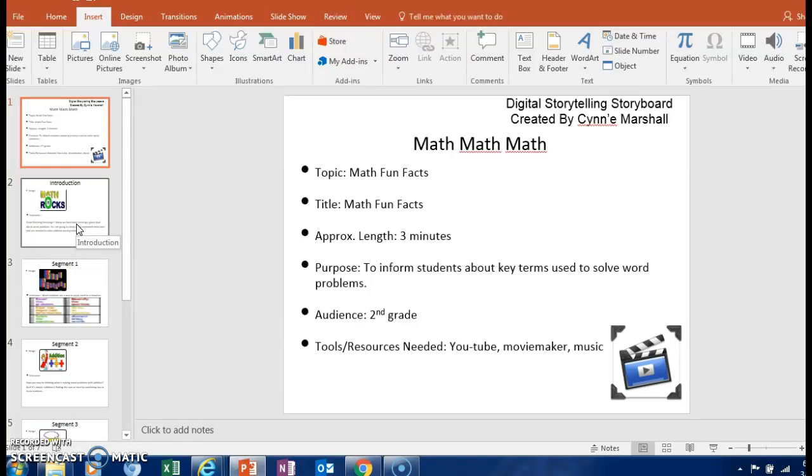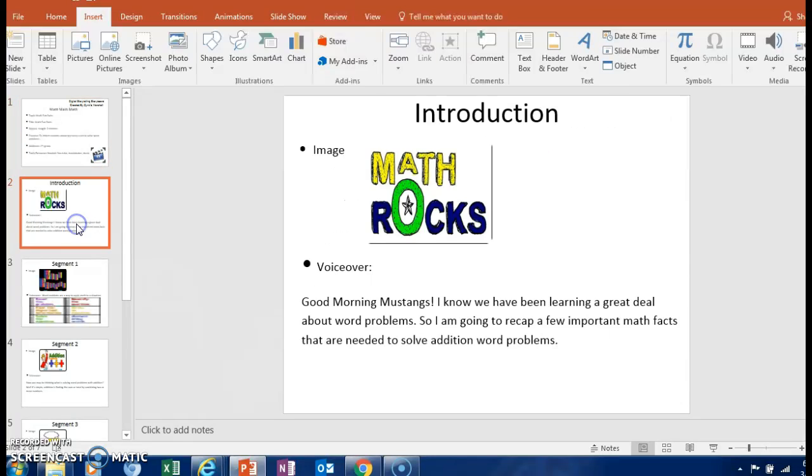So the purpose of this storyboard is to inform you guys about key terms that are going to be used to solve word problems. I know we've been learning a great deal about word problems, so I'm going to recap a few important math facts that are needed to solve addition word problems.